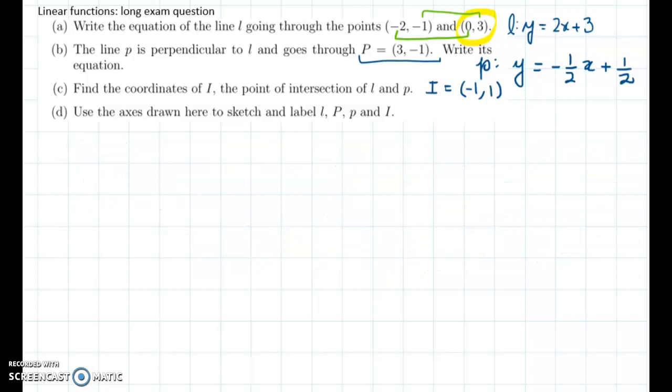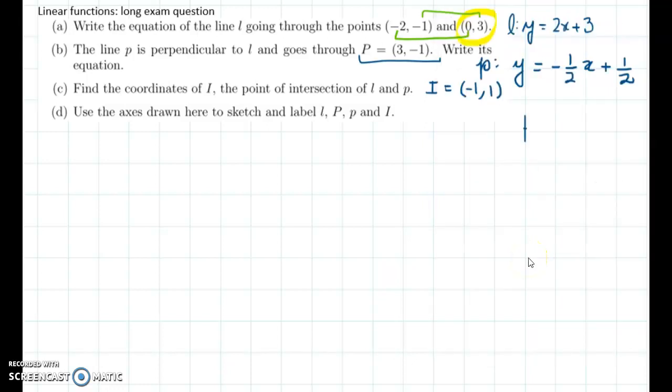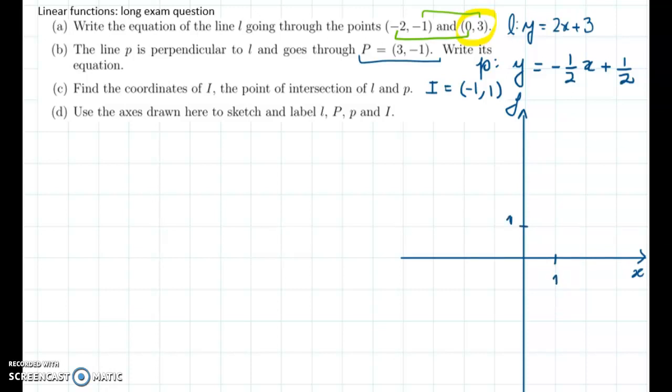Okay, I didn't include the axes that were part of the exam question, but we are just going to sketch the function anyways. I'm making some not too big axes over here so I can fit everything. This is x, this is y. I need to show the scale. I'm going to show that 1 square corresponds to 1 in both the horizontal and vertical axis. And now I'm going to go ahead and sketch the lines and the points given.